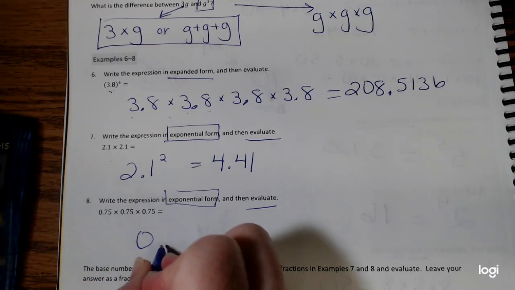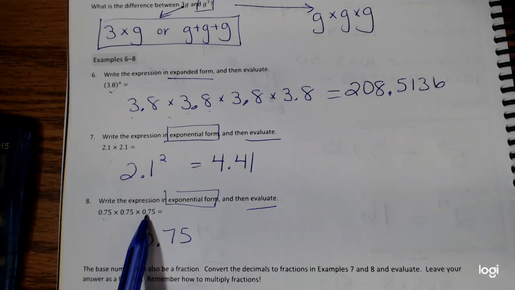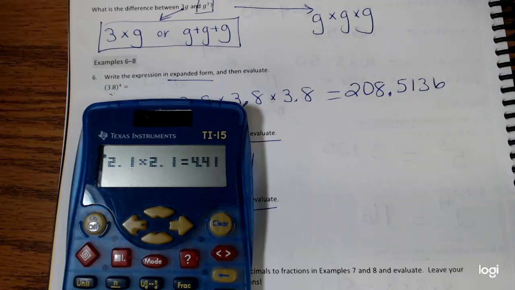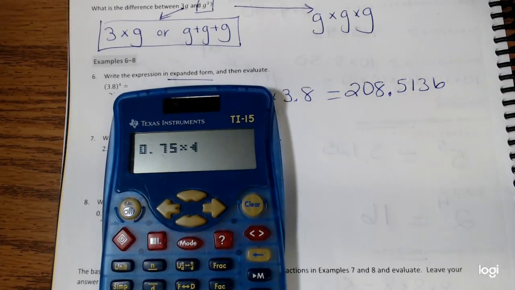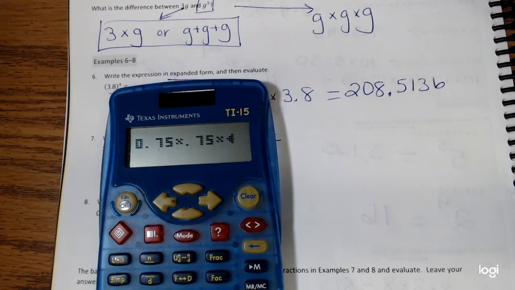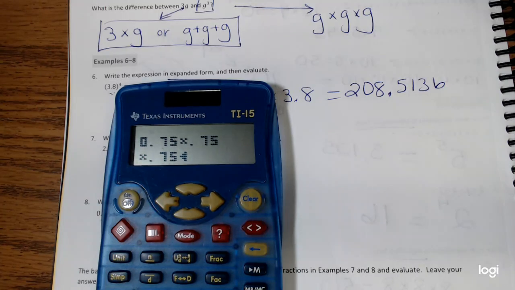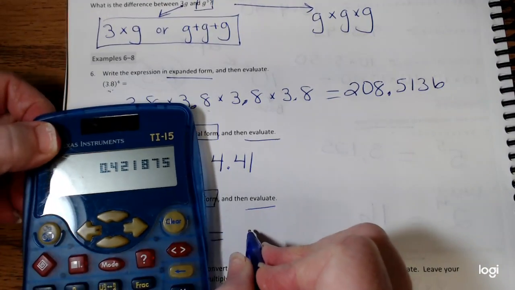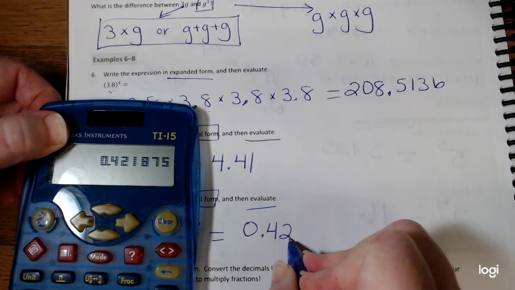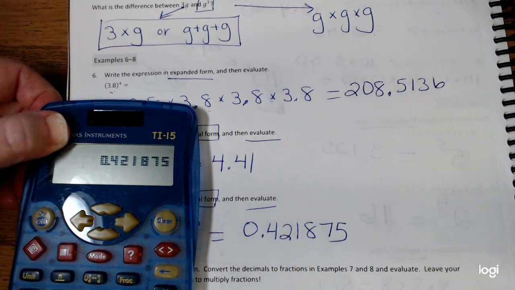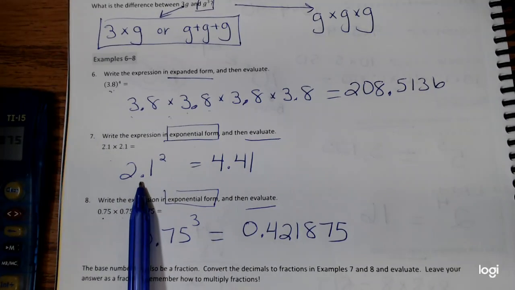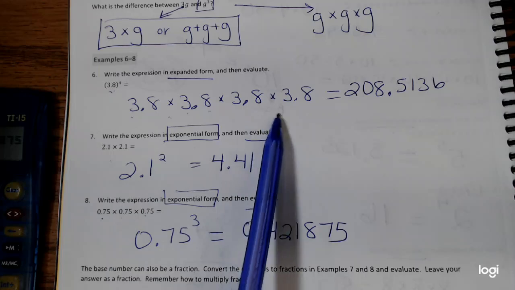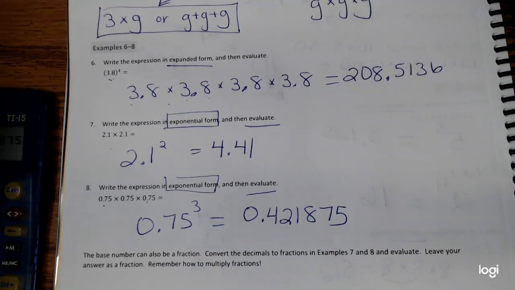Okay, let's look at 8. Exponential form. Well, we had the base of 75/100 to the third power. If I evaluate, I would have 0.75 or 75/100 times 75/100 three times. And there's my answer. Ooh, big long answer. So I'm going to put here 0. Okay, so we've talked about exponential form. We've talked about evaluating and finding our answer. And we've talked about expanded, which means we write it out with all the multiplication problems in it. Let's go ahead and flip over to the next page.